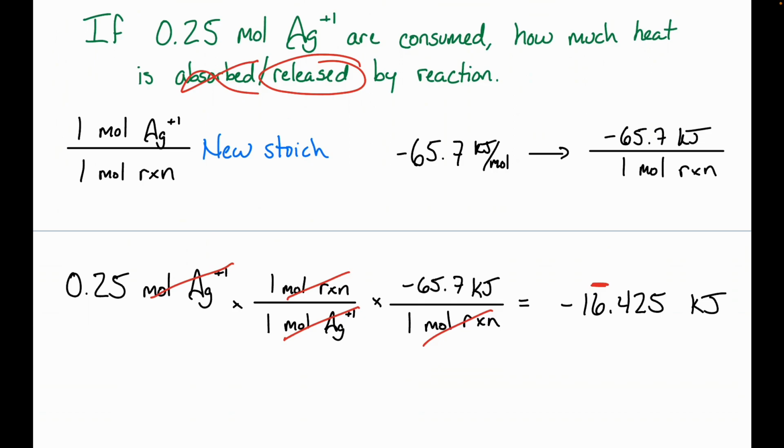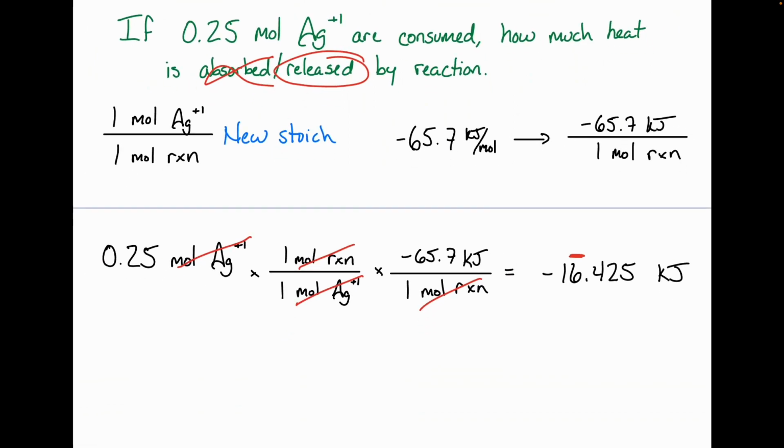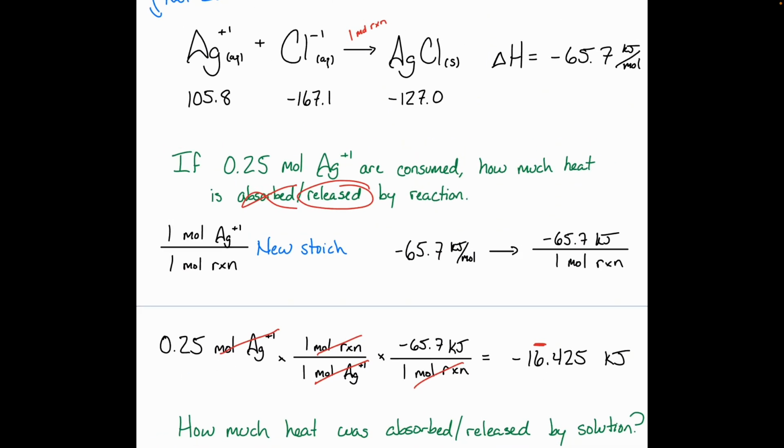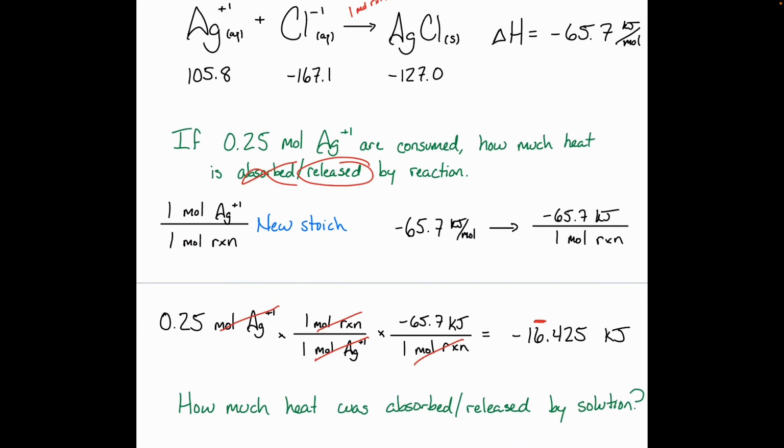So now we need to figure out how much heat was absorbed or released by that solution. All right, this is an aqueous reaction. This reaction is taking place in solution. So not only are there a bunch of silver ions and chloride ions floating around, but there's a whole lot of what floating around as well?